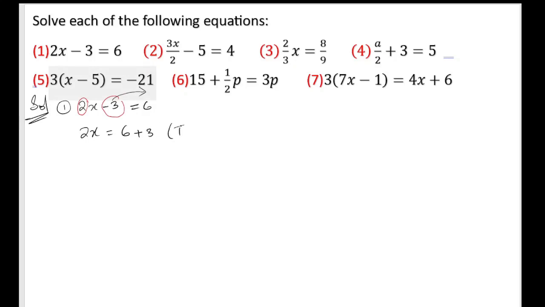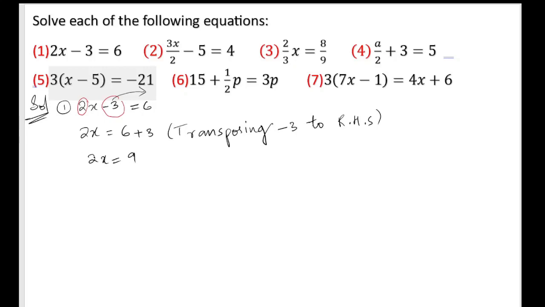So we can write transposing minus 3 to RHS. So we are going to transpose it to RHS, so its sign will change. So 2x is equal to 6 plus 3. Next, we can write 2x is equal to 6 plus 3 is 9.